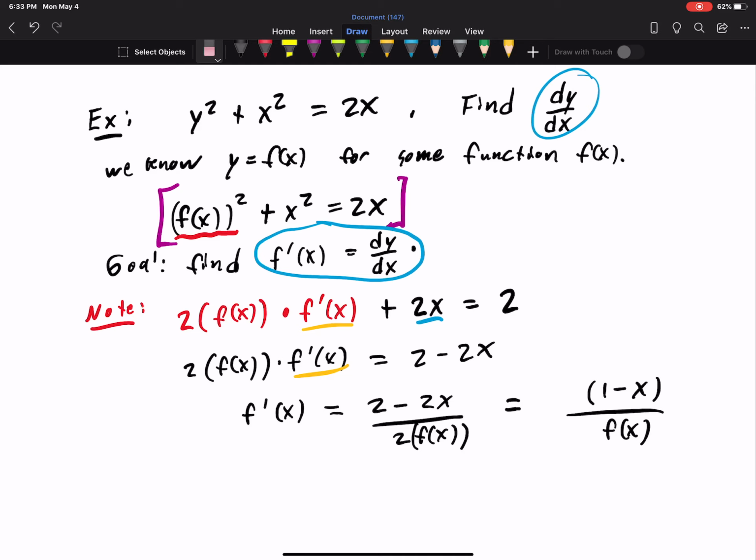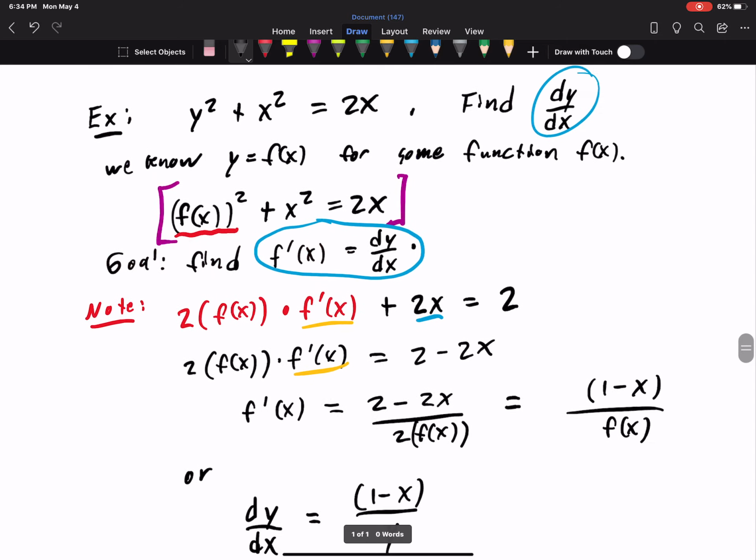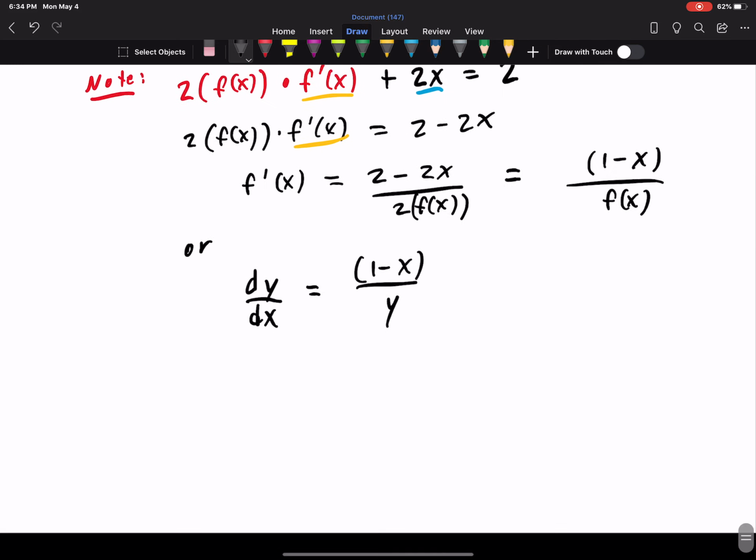If you want, you can replace this with your y information. So instead of having an f prime and an f, you can replace this with a y and a y prime. So I'd say y prime or dy dx. Let's go with that. Dy dx is equal to 1 minus x over y. So that gets you the answer right there. All right, so why don't we do another example and then see if we can extract a pattern from all of this.